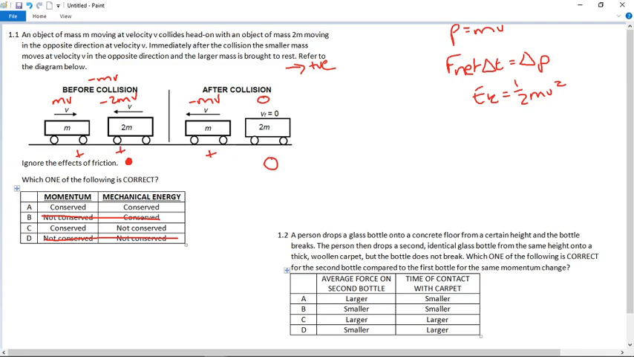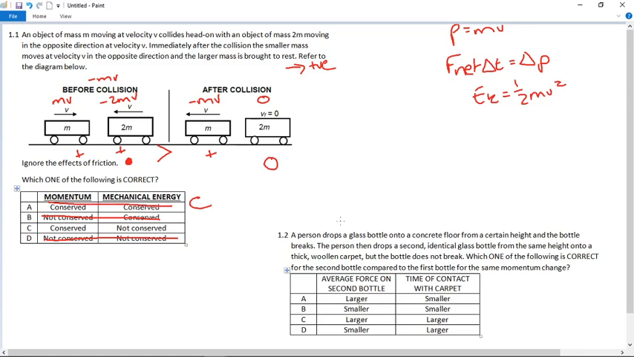Okay, so the mechanical energy can't be conserved, because if I've got a plus and then a plus and a 0, this one is going to be greater than that one. So the kinetic energy is not conserved. So the answer here has to be C, because the mechanical energy wasn't conserved.